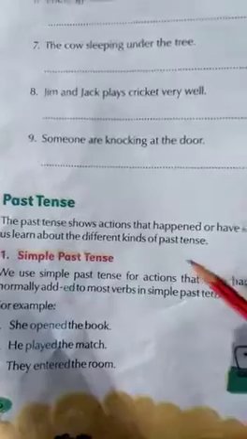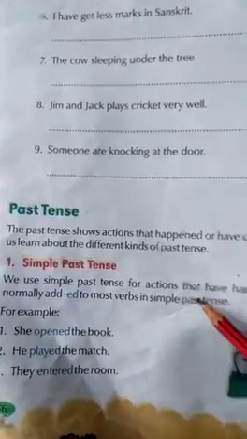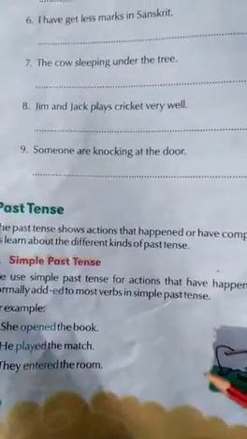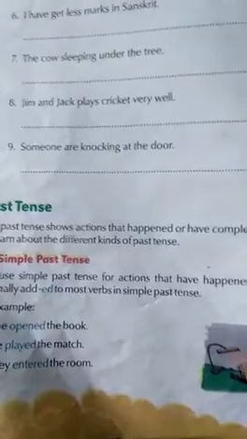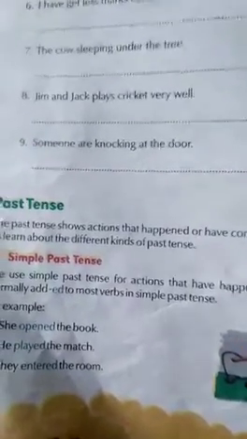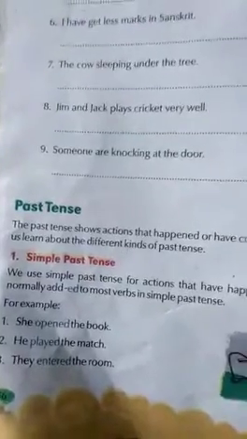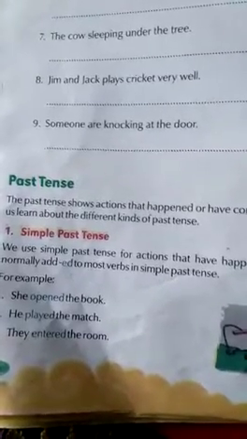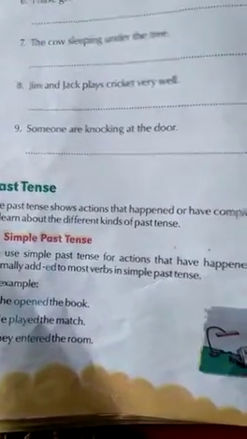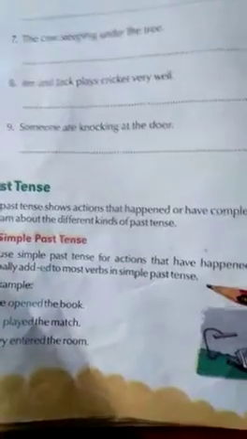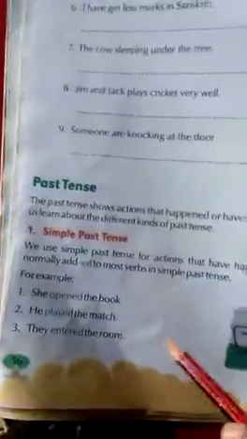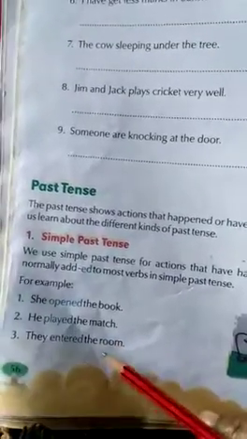First we are going to know what is simple past tense. As usual, children, the simple past tense is used to describe an action that took place sometime in the past or to describe some past habit. Examples: she opened the book, he played the match, they entered the room.